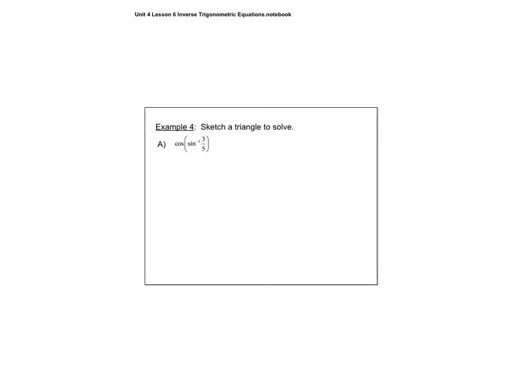All right, so we're going to sketch a triangle to solve this problem. So the cosine of the inverse sine of 3/5. Let me draw out a triangle here. The sine of theta is equal to the opposite over the hypotenuse. So I'm working on the inside right now. And we're being told that sine of some angle is equal to 3/5.